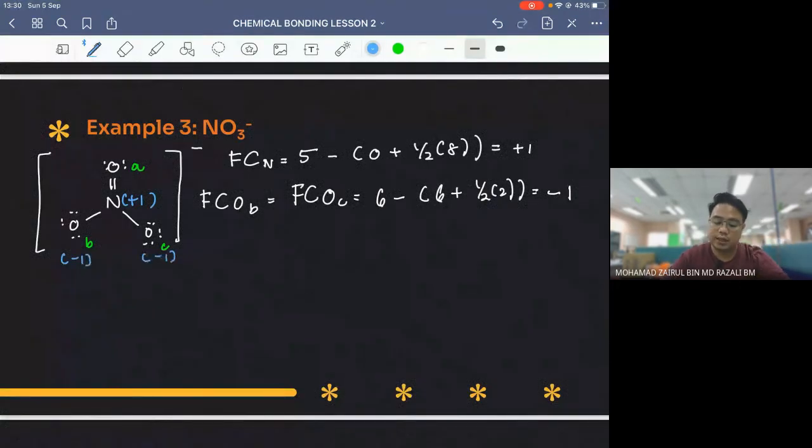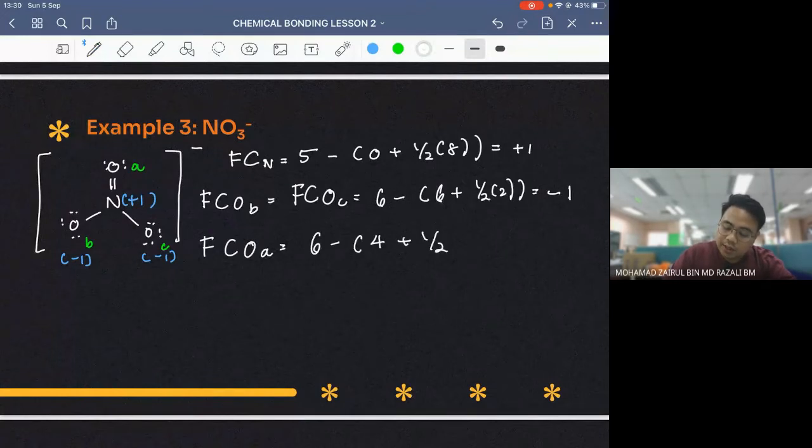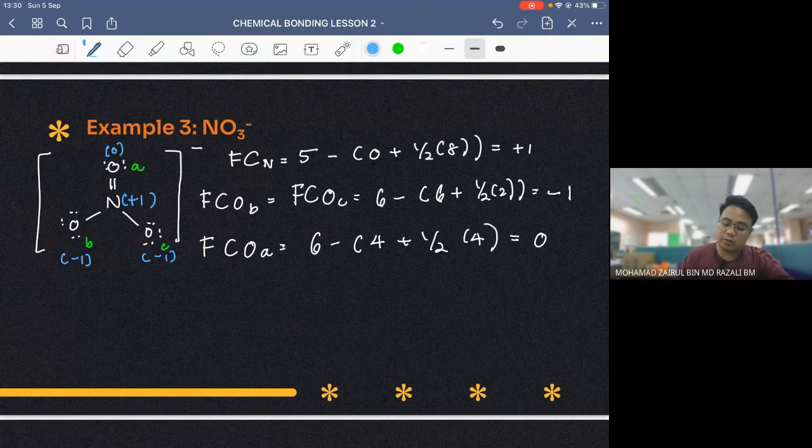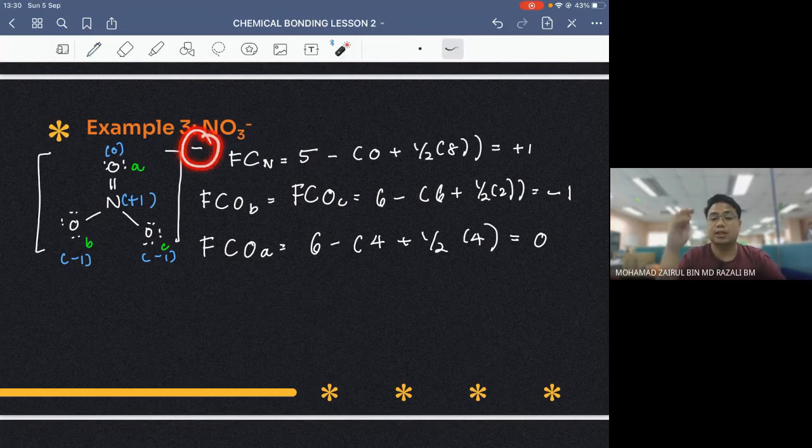And then we calculate the formal charge for oxygen A. So equal to 6. Okay, oxygen A have 4 lone pair electron plus 4 bonding pair electron. So 4 plus 2 is 6. 6 minus 6 equal to 0. So this one, the formal charge is 0. So if you calculate the total formal charge dia, awak akan dapat negative 1, which is equal to its charge of the ion. Okay, this is how you calculate the formal charge of the atom.